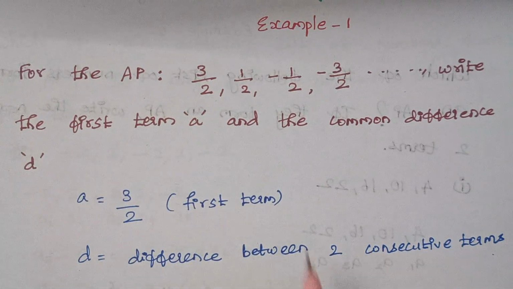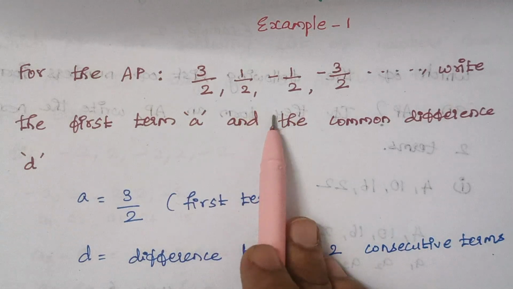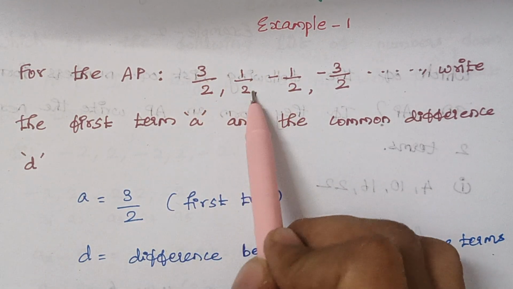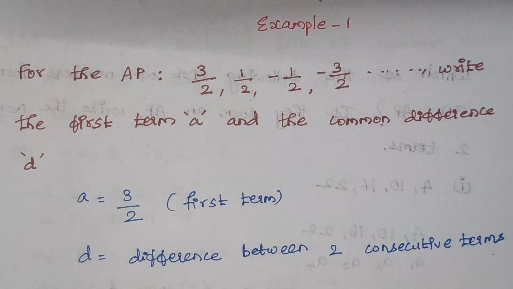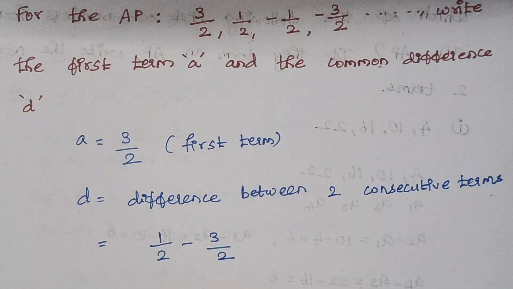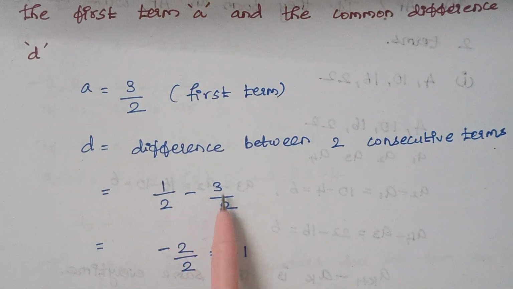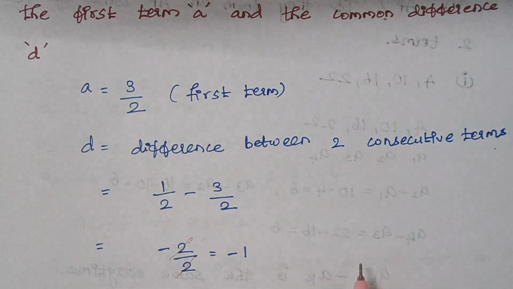So here I have taken the first term and second term. Whenever you are subtracting, you have to subtract the first term from the second term. So you have to write the second term first. So here it is 1 by 2 minus 3 by 2. The denominators are same, so write the 2 here. And what is 1 minus 3? It is minus 2. So this 2 and 2 get cancelled and we get the value as minus 1.